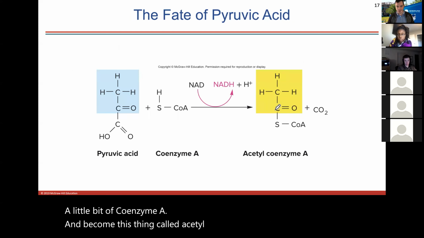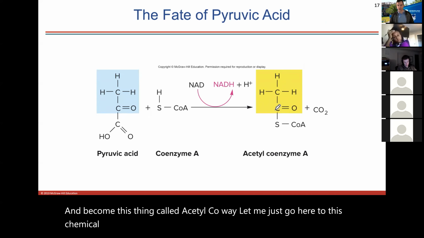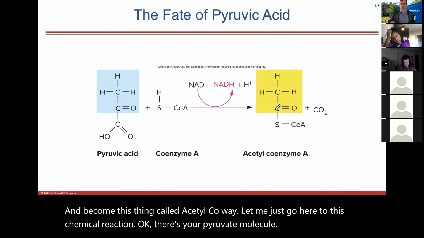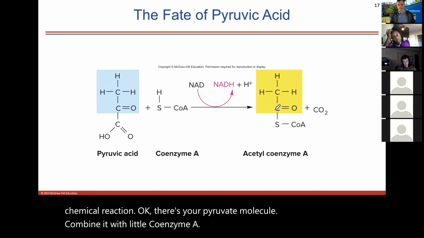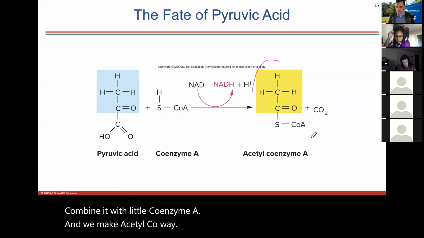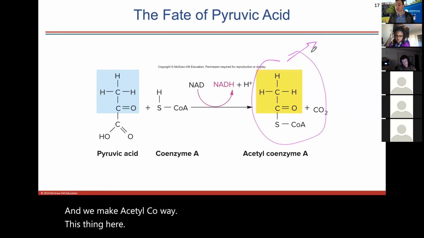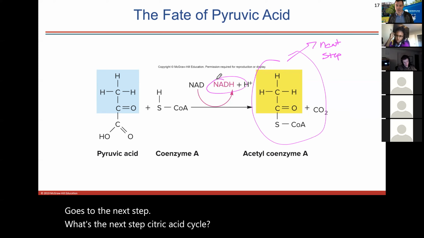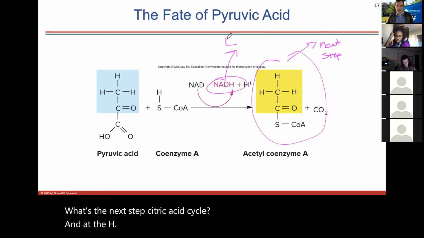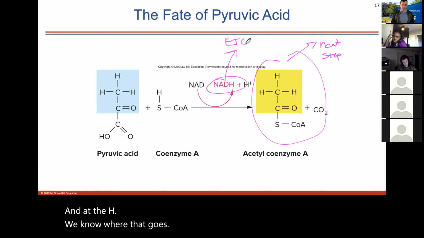Let me just go here to this chemical reaction. Okay, there's your pyruvate molecule. Combine it with a little coenzyme A, and we make acetyl-CoA. This thing here goes to the next step. What's the next step? Citric acid cycle. NADH. We know where that goes. To the electron transport chain.